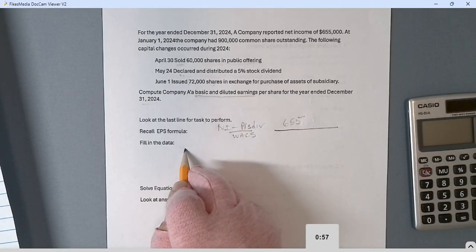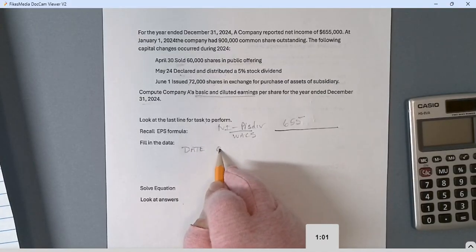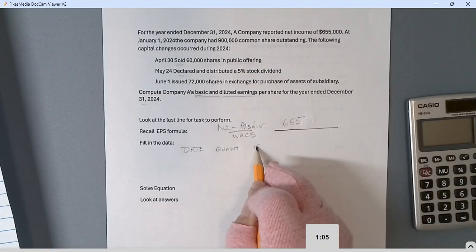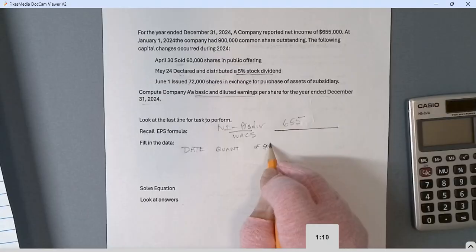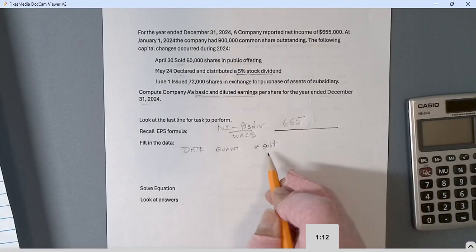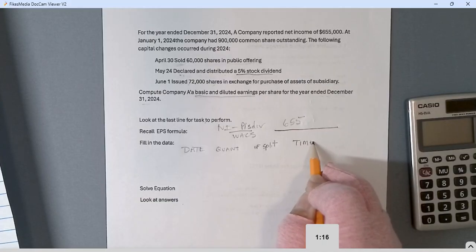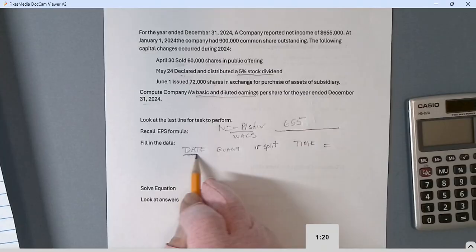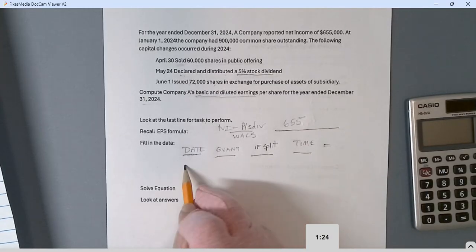So I have date, quantity, and for my quantity, if split. It does say I have a split here, so I'm going to open that up a little bit. Okay, if split, and then time, and then equals my results. I should leave a little bit of space there for that amount. So that's my results there. So my date is 1/1.